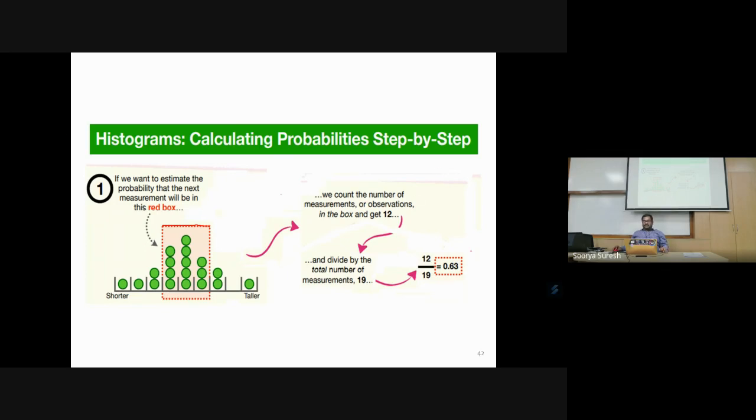Okay, so what is the probability? See how many points are there. Total points are 19, out of which this is 5, 8, 9, 10, 12. So 12 points out of 19, that means 63% chance that the unknown case falls into this region. 63% of cases, it falls into this region.